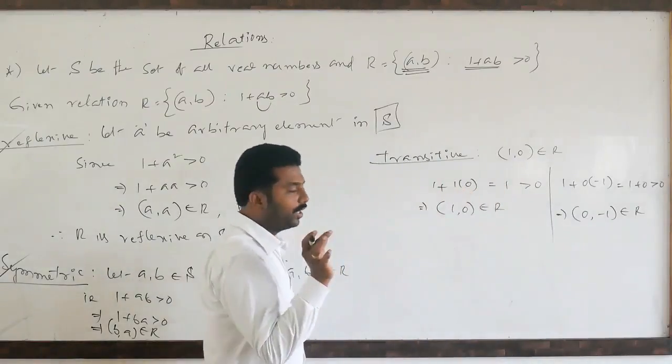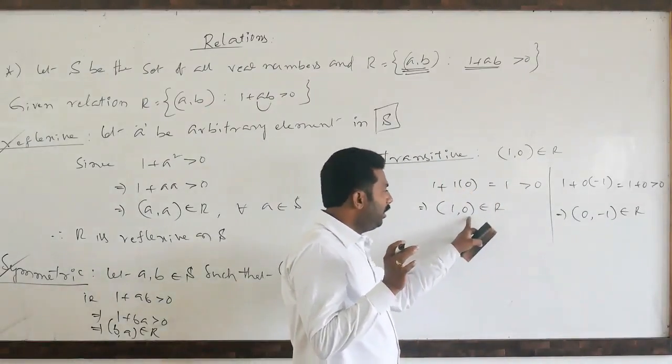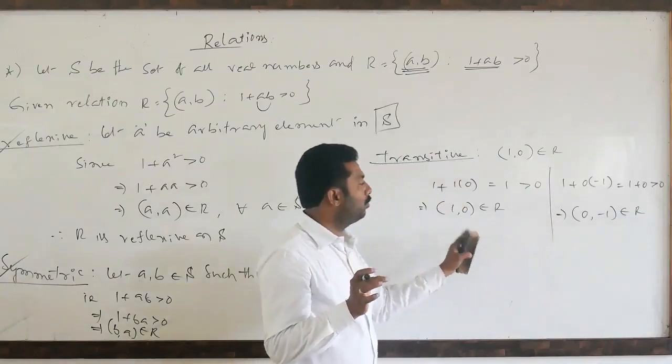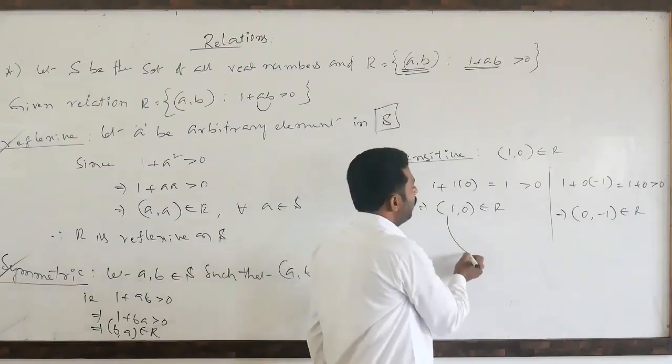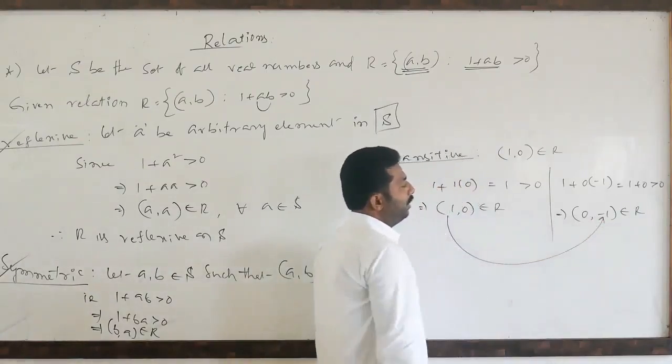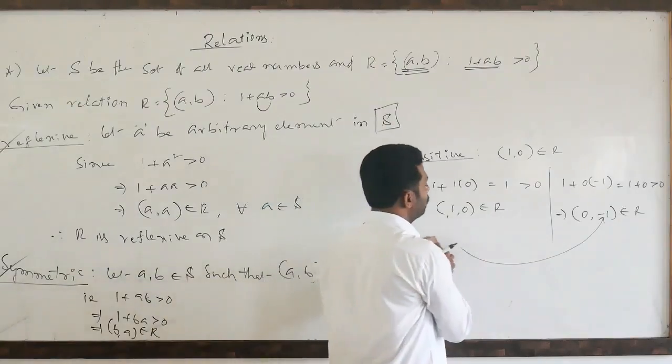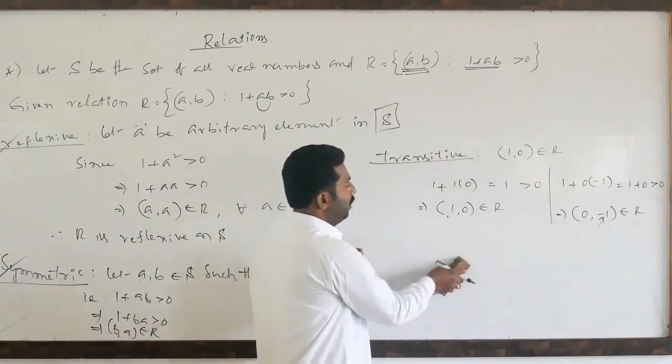What is the transitive condition? A comma B belongs to capital R, B comma C belongs to capital R. We have to prove that A comma C also belongs to capital R. If A comma C does not belong to capital R, it means capital R is not a transitive relation.